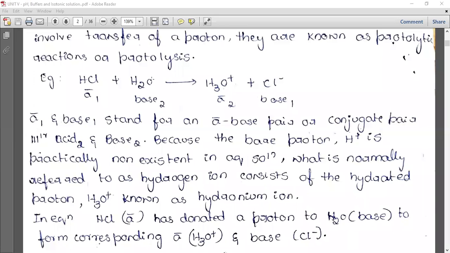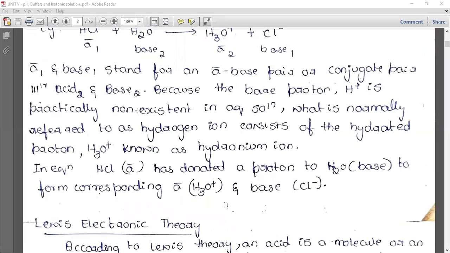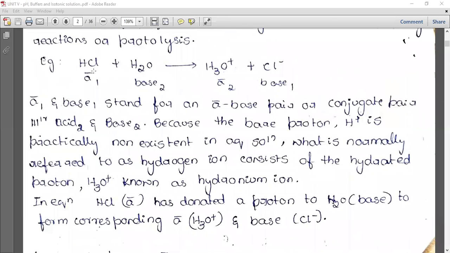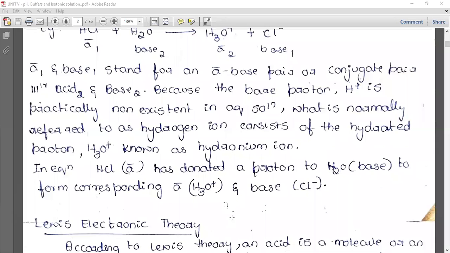No doubt. So in general, whatever we call H plus ion does not actually exist practically. It's only the hydronium ion, H3O plus, which exists. In this particular equation, HCl is an acid which has donated a proton to H2O. Because it is giving up a proton, we call HCl an acid. Since H2O in the reaction is taking up the proton given by the acid, we call it a base, to form the corresponding acid and base. Is this clear? Bronsted-Lowry theory?